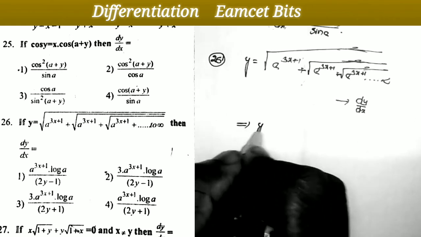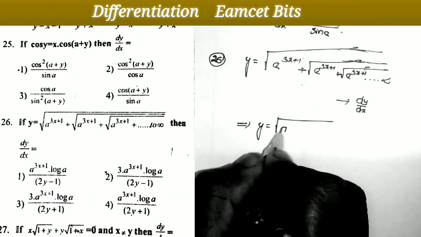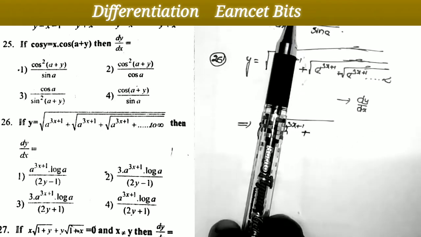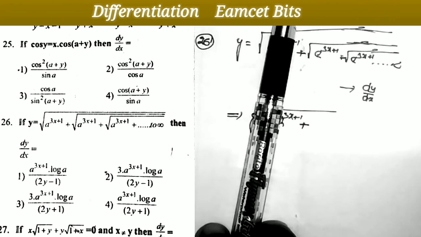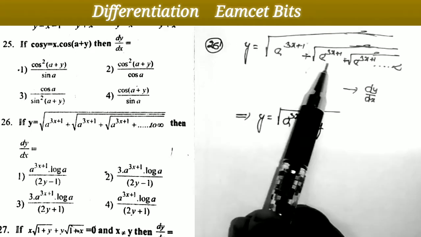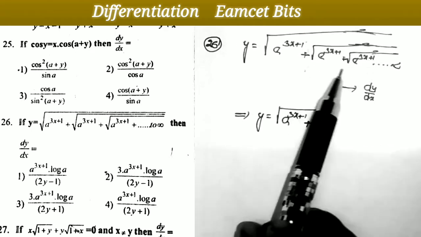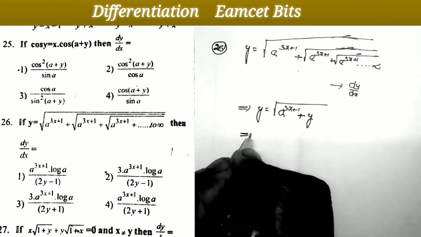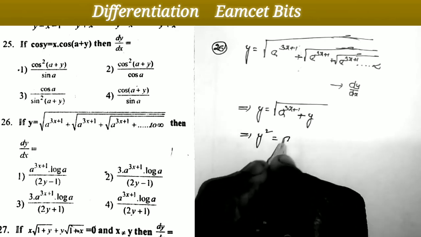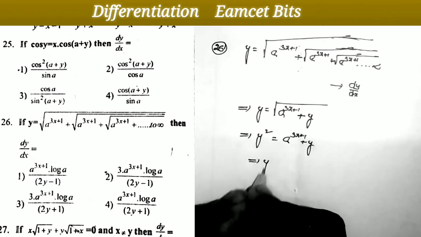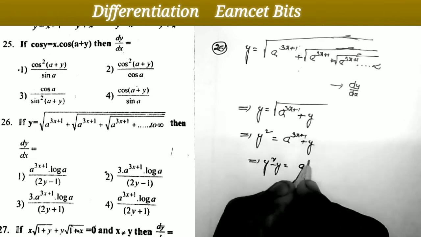So the value of y is equal to square root of a power 3x plus 1 plus, so just we close this value, then what we get: root a power 3x plus 1 plus root a power 3x plus 1 and so on up to infinity, which is nothing but the given quantity, that is y here. We replace y here in place of this total value, that is y is equal to root over a power 3x plus 1 plus y. Now squaring on both sides, we get y square is equal to a power 3x plus 1 plus y, which implies y square minus y is equal to a power 3x plus 1.